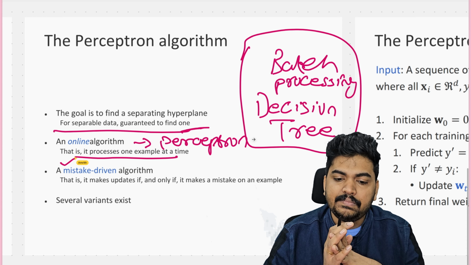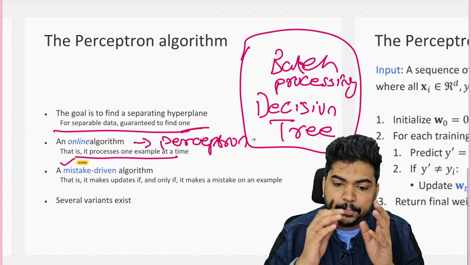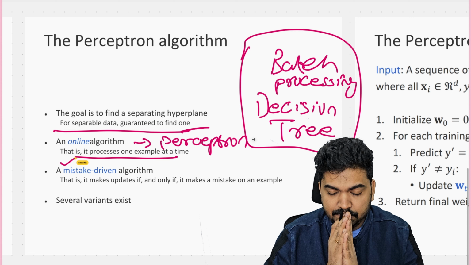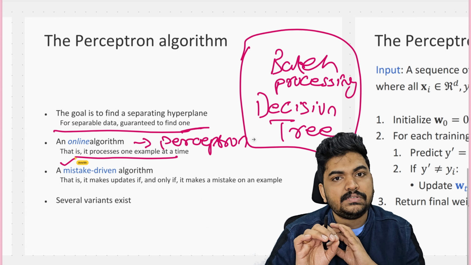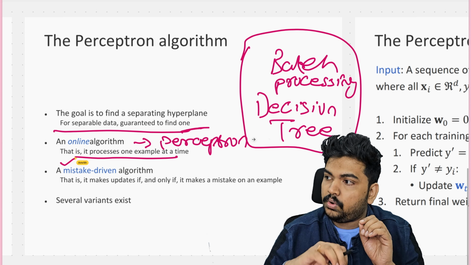The system has not made a mistake for that instance. So no updates will be made during that case. But suppose for an instance, for an input data point, a prediction is made and that is wrong.